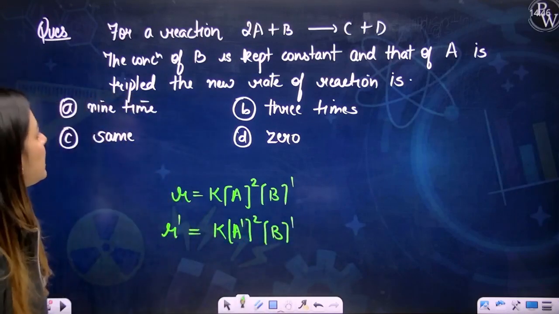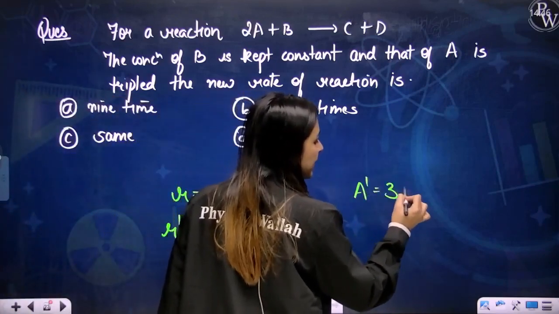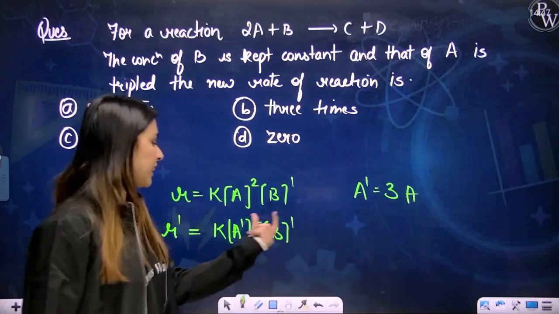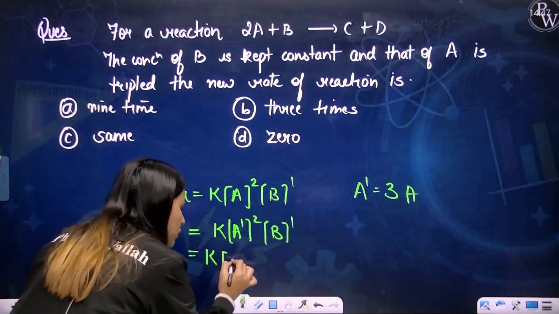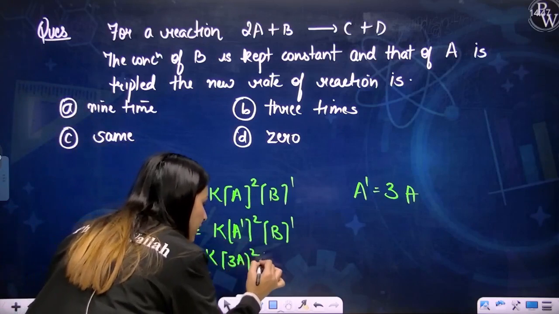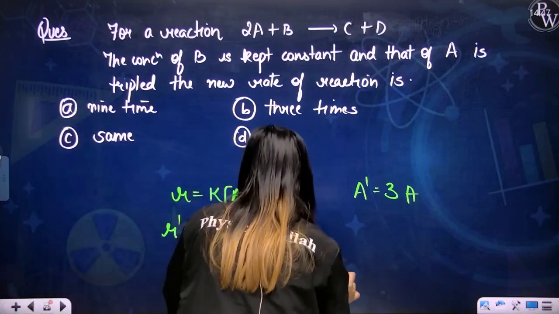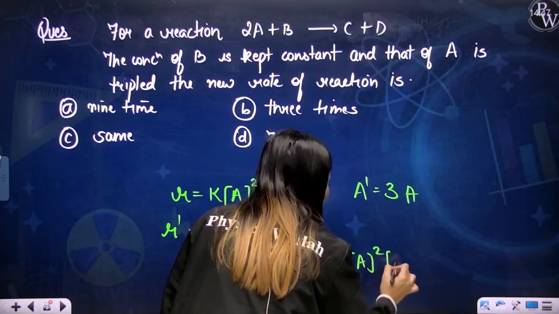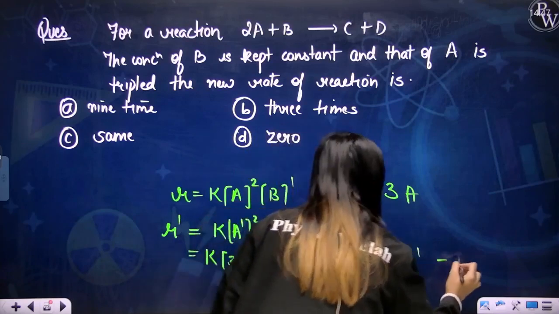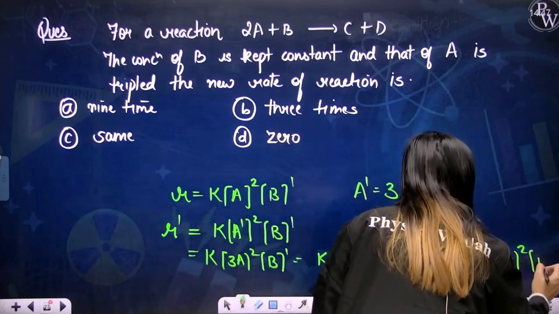They said that it is tripled, right? So A dash is equal to 3 times A. So can I incorporate it into this? Yes, ma'am. So this would be K into 3 times A, whole square, into B. This would be equal to K into 3 square, which is 9, A square, and B 1. Can I say that it is 9 into K into A square and B 1?